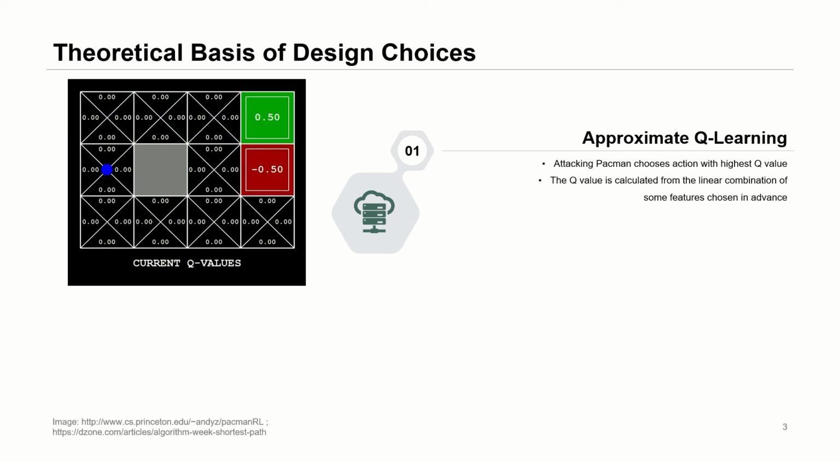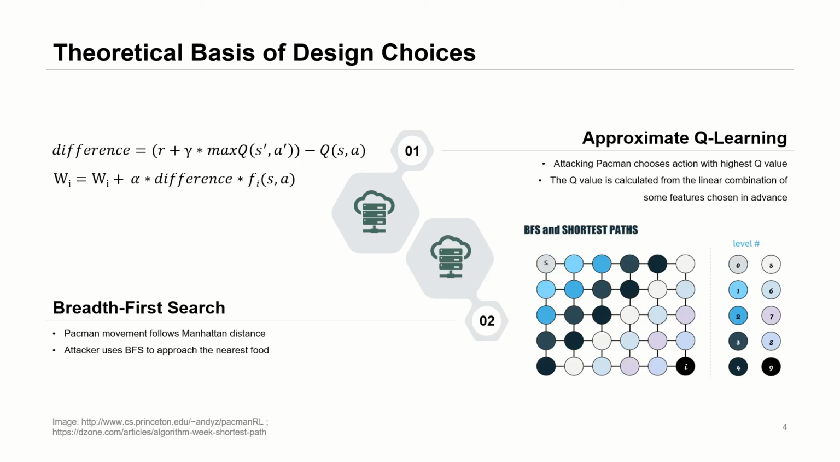After the function returns the rewards from the linear combination of our given features of game states, the attacking Pacman will choose the action with the highest Q value as the next step. We are using approximate Q-learning in our project, and this is the formula.